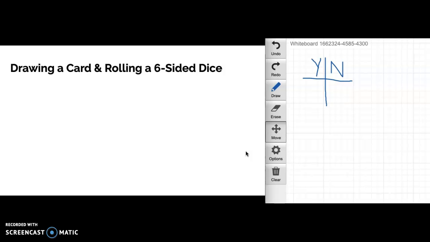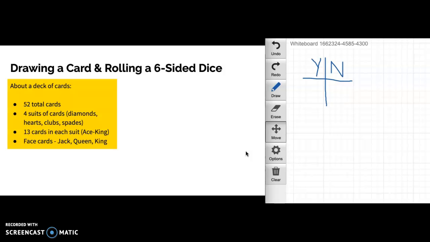Before we do this, I need to talk really quickly about a deck of cards for those of you that are less familiar with them. Decks of cards have 52 total cards. They are made up of 4 suits of cards. Those are diamonds, hearts, clubs, and spades. There are 13 cards in each suit, ranging from ace to king. When we talk about face cards, those are jacks, queens, and kings. So there are 3 face cards for each suit, meaning there are 12 total face cards in a deck of cards.